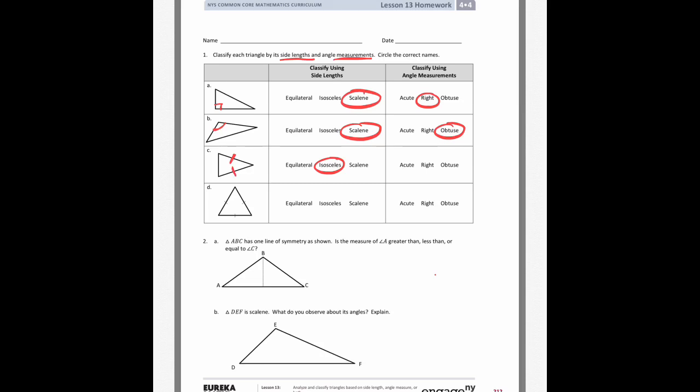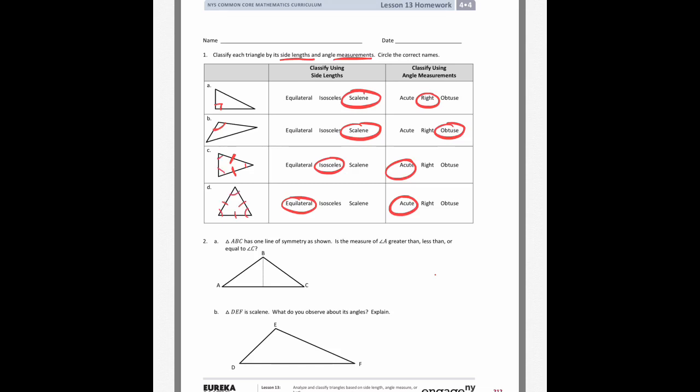C, 2 sides are equal, these 2 right here, so that makes it isosceles. And we also know that it's acute because all 3 angles are acute. Okay, here it has the tick marks for us, all 3, so that means it's equilateral because all 3 sides are equal, and it's acute as well because all 3 angles are acute.